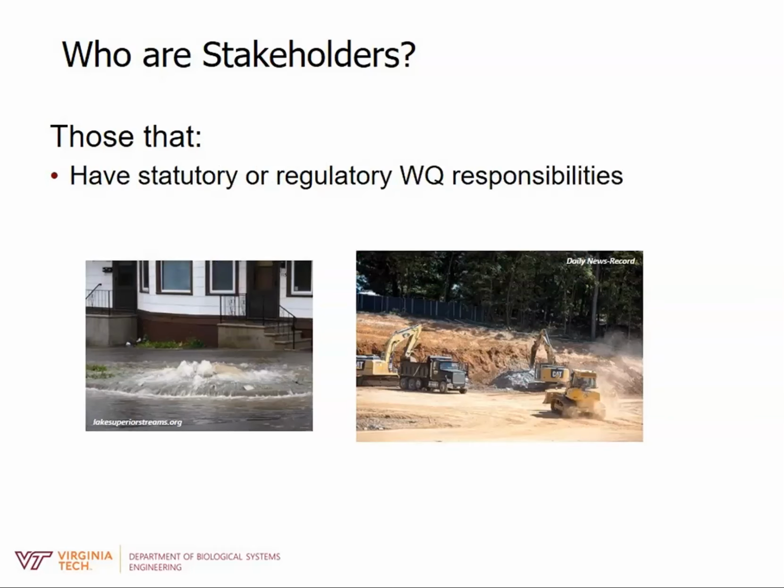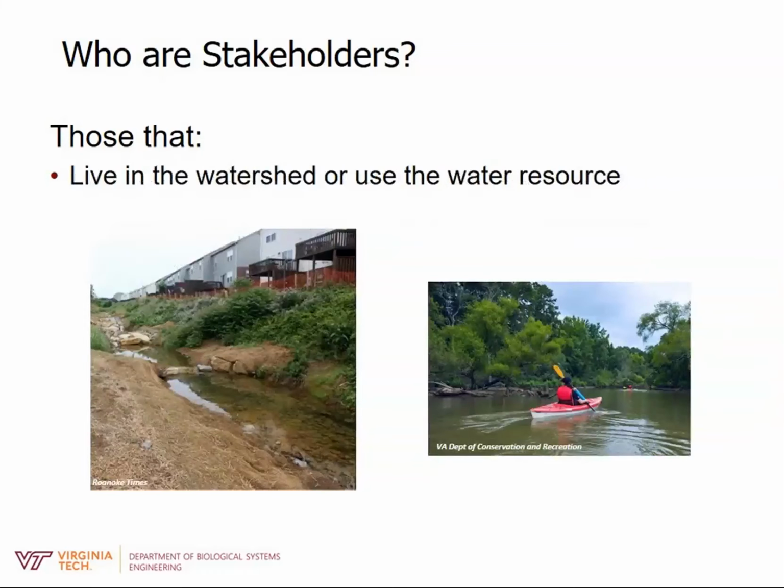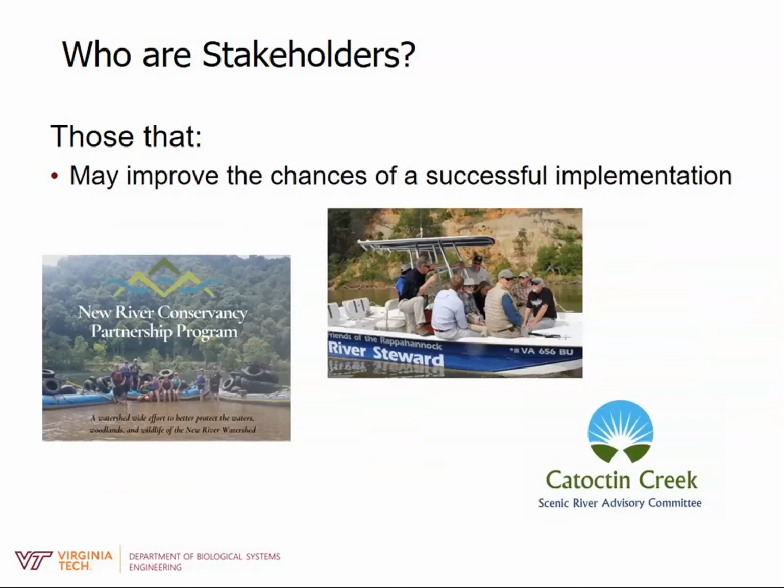Another group are those with regulatory water quality responsibilities, such as wastewater treatment plants and MS4 areas, or stormwater construction areas. Another stakeholder group are those that will implement actions, such as a business that replaces septic systems or a fencing company. Other stakeholders are those that live in the watershed and the ones that use the water. And then lastly, stakeholders that improve the chances of a successful implementation: watershed environmental groups that are interested in improving water quality.